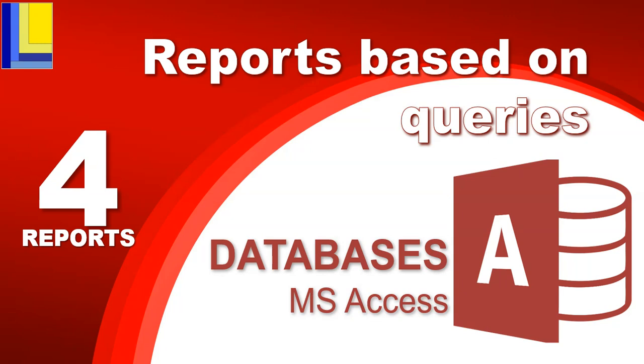This is part four of our series on reports in databases, particularly Microsoft Access, and we're going to be looking at how we can do a specific report. Whenever you do a report based on a table, it will include all the records for that report. Now, what happens if I only want specific records? Well, then I'm going to have to do a report based on a query.